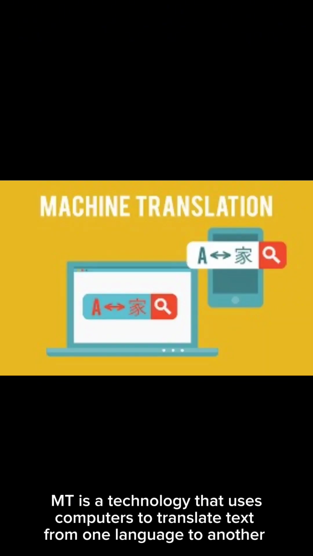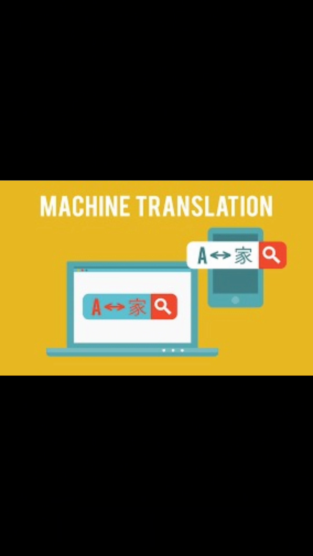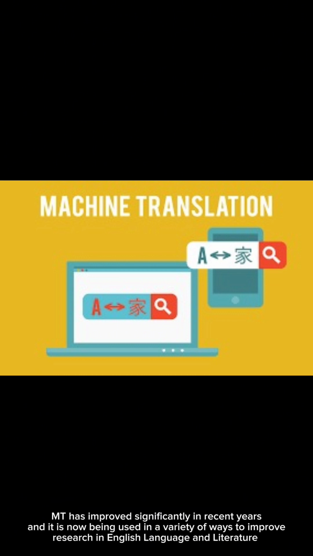In this section I'll be talking about how machine translation can be used to improve research in English language and literature. Okay, before we start, let me tell you what machine translation is. Machine translation is technology that uses computers to translate text from one language to another. Machine translation has improved significantly in recent years, and it is now being used in a variety of ways to improve research in English language and literature.